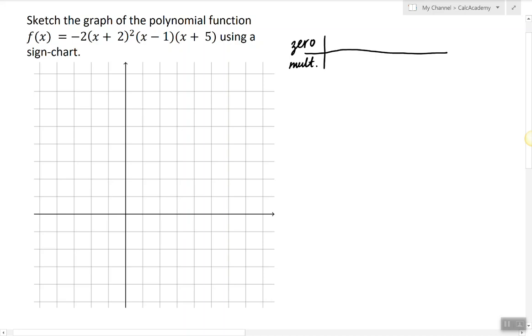So in this case, the function is written in factored form, and there are three zeros: -5, -2, and 1, and we can easily read the multiplicity of each zero. So -2 has multiplicity 2, -5 has multiplicity 1, and 1 has multiplicity 1 as well. Now we really don't care about what the multiplicity is, but we care about whether it's odd or even.